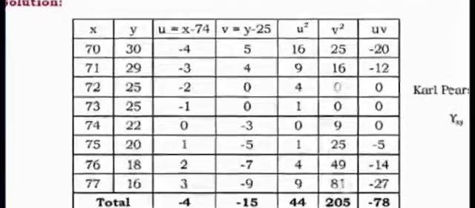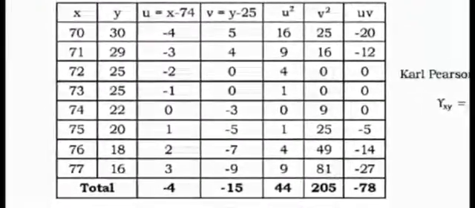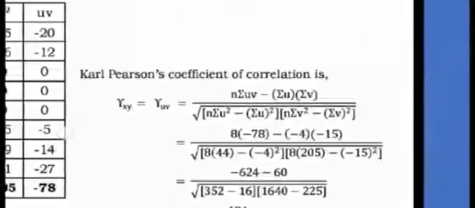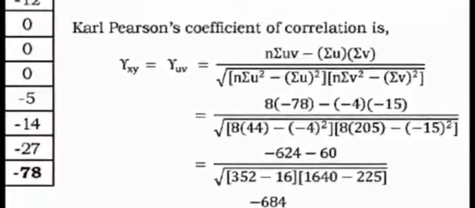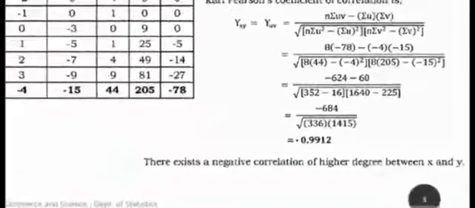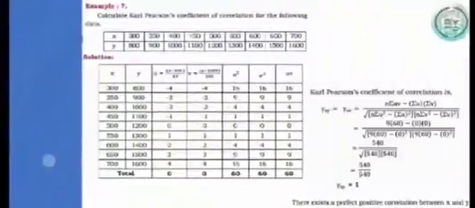Then they have made all these calculations. If you pay attention, you will easily come to know, because you have already solved examples under dispersion and under measures of central tendency, so you are used to doing these examples. Then the next comes u square, v square, u into v. When you are using the u and v formula, obviously in place of x you will be writing u, and in place of y you will be writing v, and the rest is all the same. After all these calculations, you have to literally solve these examples for your perfection. Here you are getting the answer as negative 0.9912, which shows a higher degree of negative correlation between x and y.